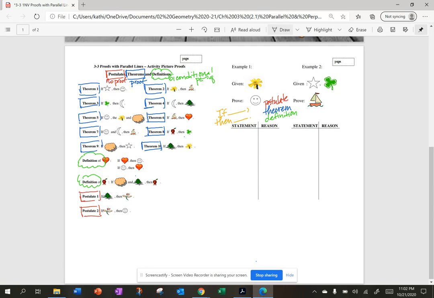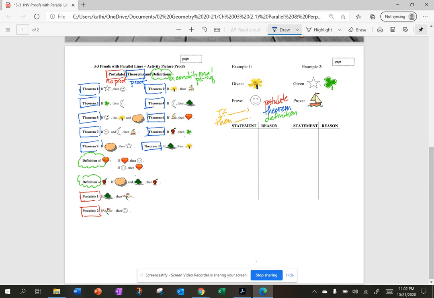So example number 1, I am given a flower. I want to prove a smiley face. So in my statements column, other than the first one, these are all going to be in an if something, then something format. And my reasons are going to be the postulates, the theorems, and the definitions. All right, so let's start out with.